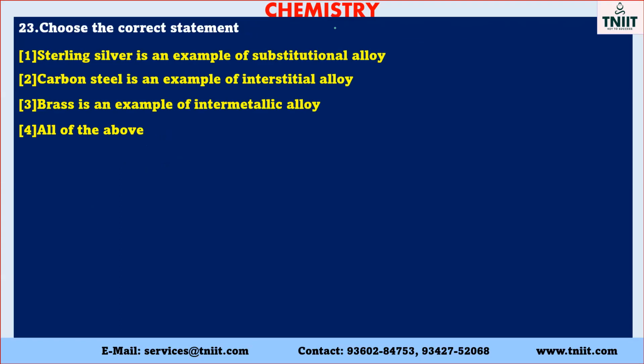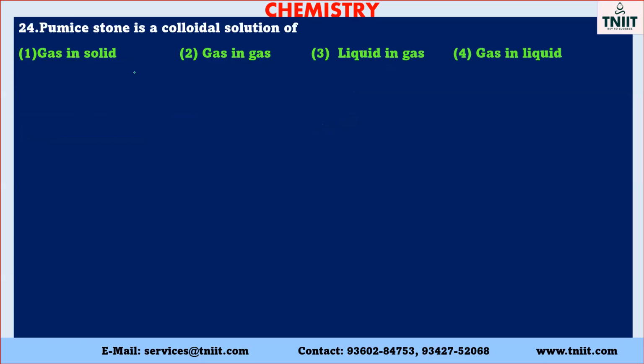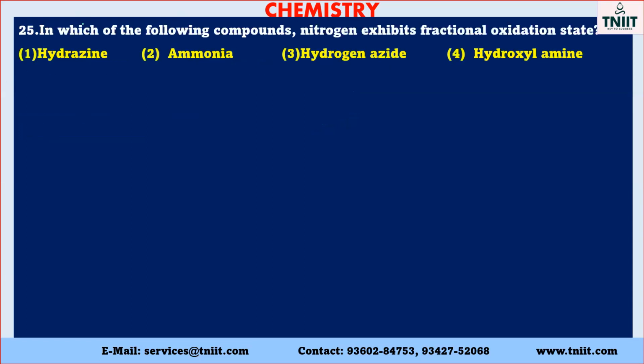Choose the correct statement. Sterling silver is an example of a substitutional alloy. Carbon steel is an example of an interstitial alloy. Brass is an example of an intermetallic alloy. All the 3 are right. So the correct answer is all the above. Pumice stone is a colloidal solution of gas and solid, gas and gas, liquid and gas, or gas and liquid. So pumice stone is a colloidal solution of gas in a solid. Option 1.